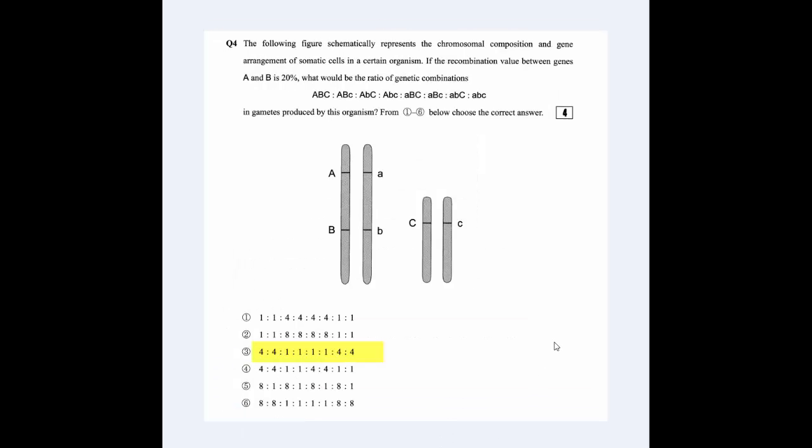Number 4. The following figure schematically represents the chromosomal composition and gene arrangement of somatic cells in certain organisms. If the recombination between genes A and B is 20%, what would be the ratio of genetic combinations in gametes produced by this organism? From 1 through 6 below, choose the correct answer. And the answer is 3. 4 to 1, 1 to 1, 1 to 1, and 4 to 4.